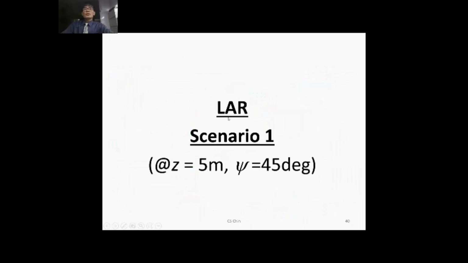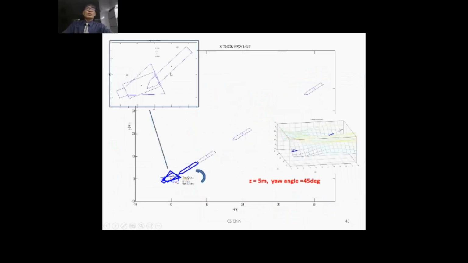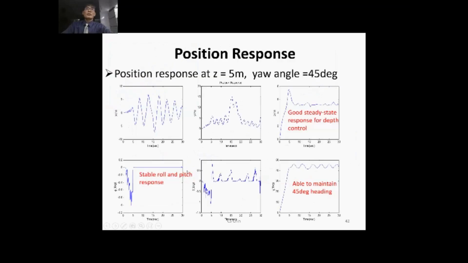For launch and recovery, scenario 1, meaning that the AUV is at 5 meters and the yaw is 45 degrees, so you will see that this is the AUV and this is the ROV at a distance of 5 meters away from the ROV, the yaw angle at 45 degrees, and this is how we try to simulate whether we are able to capture the AUV.